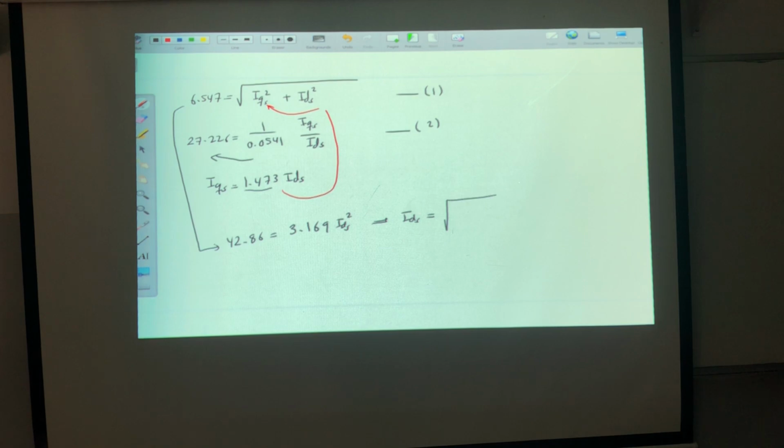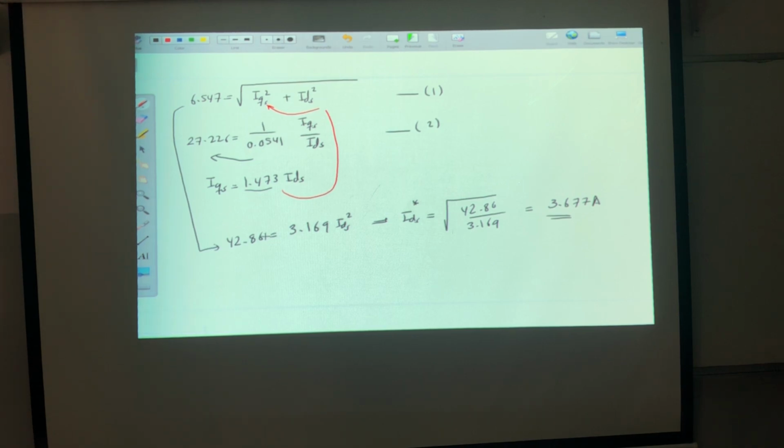So IDS will equal the square root of 42.86 over 3.169, and this will equal 3.677. Are you sure it's 3? Yes. True. Amperes. So this is the reference current that I need in order to fulfill the vector control.